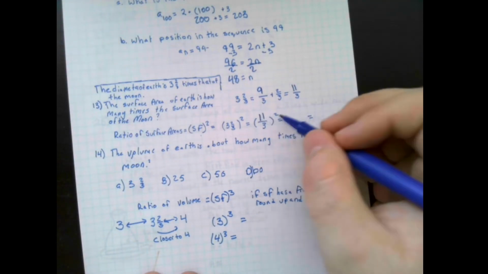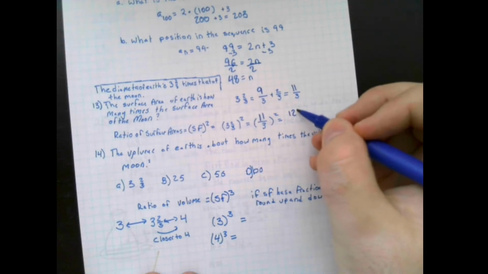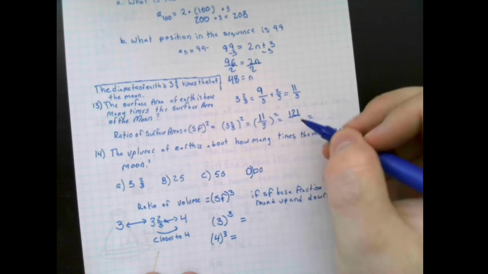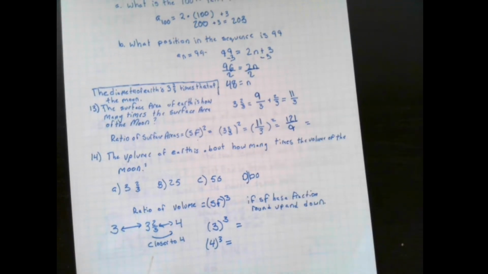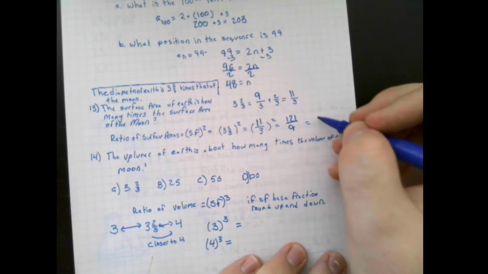Now, if we square 11, we get 121. If we square 3, we would get 9. Now, if we reduce that, this is going to reduce to 13 4/9.